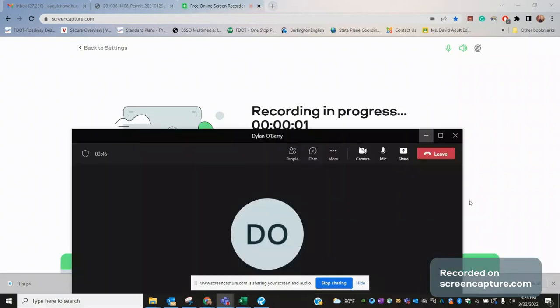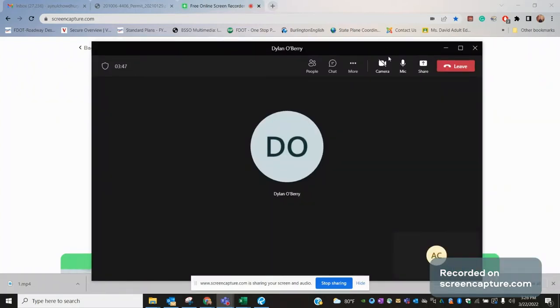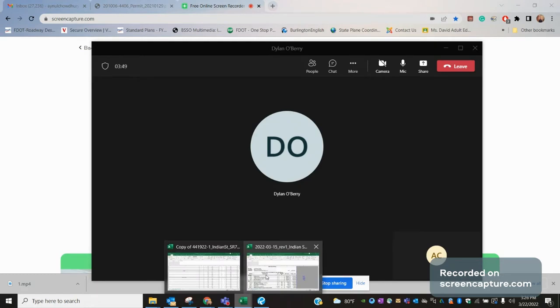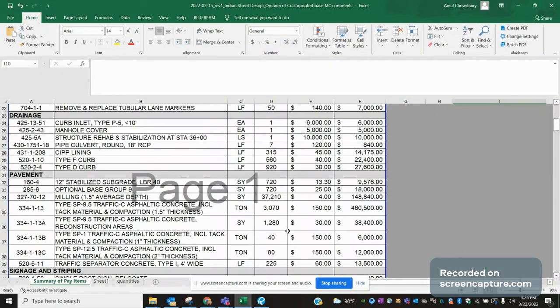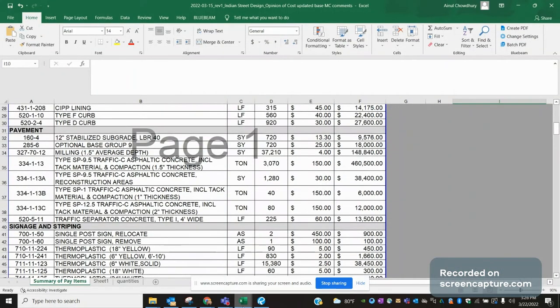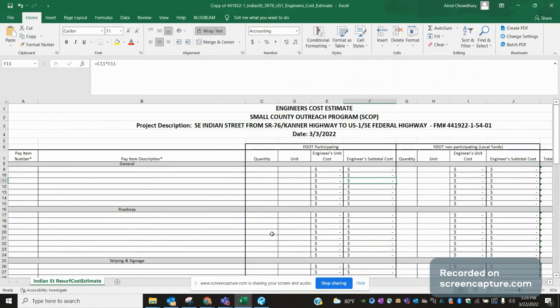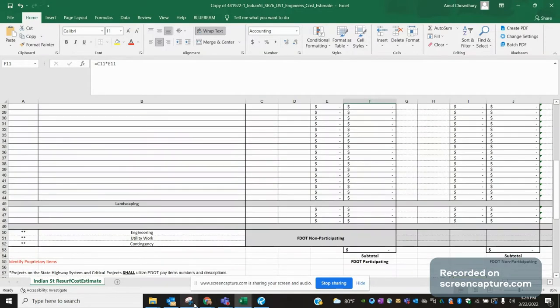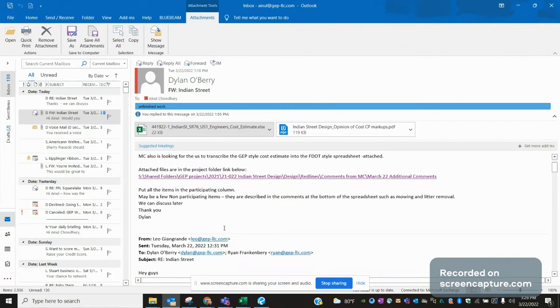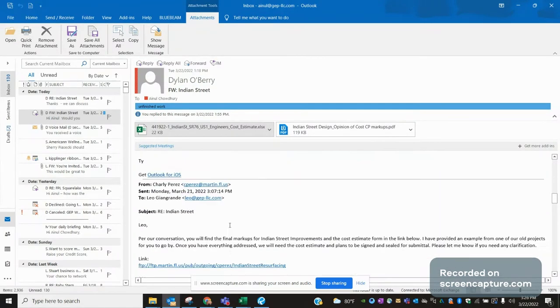Site work, clearing, removal, all that. Bahia sod. Down at the bottom, non-participating items is mowing and litter removal. Contingency, utility adjustments.